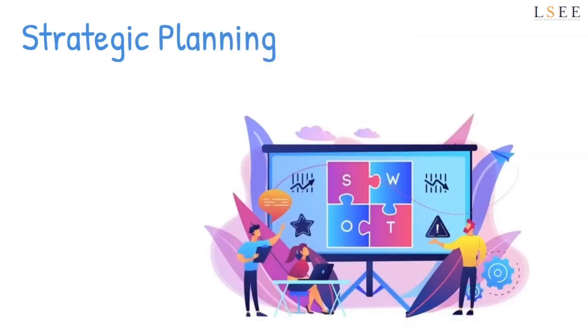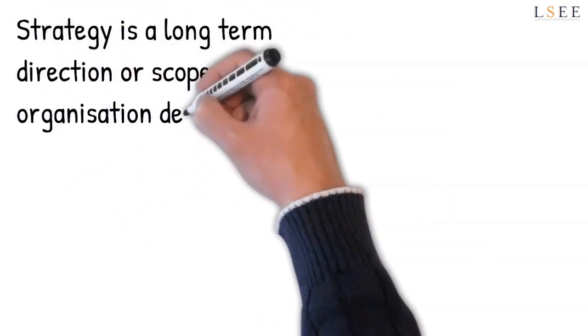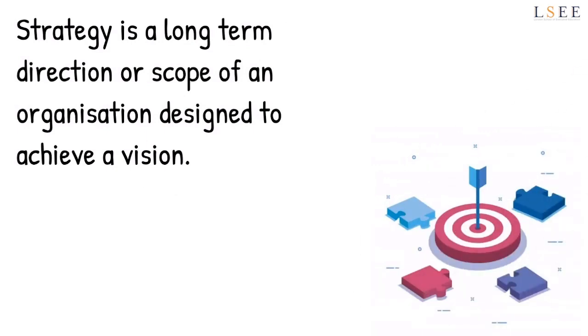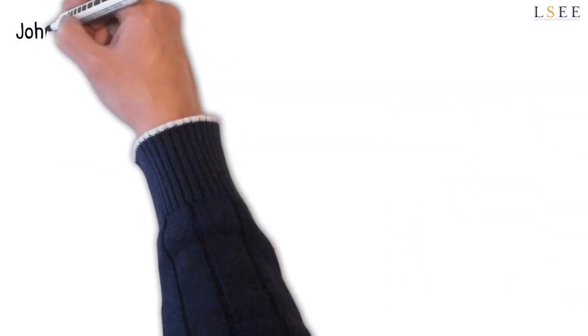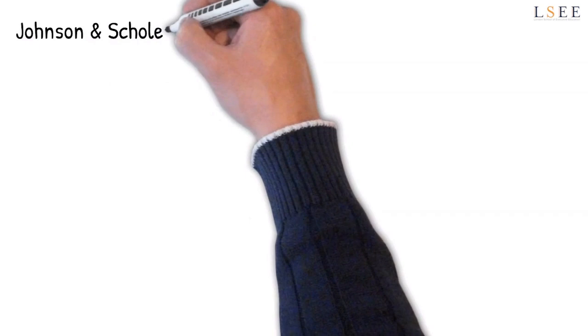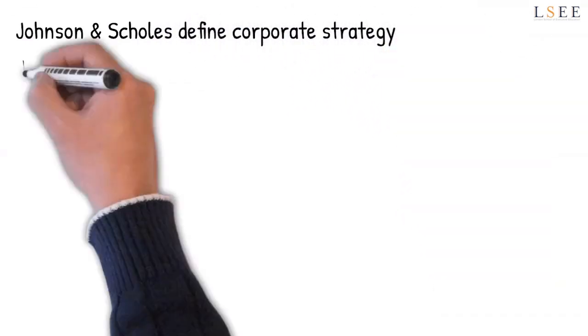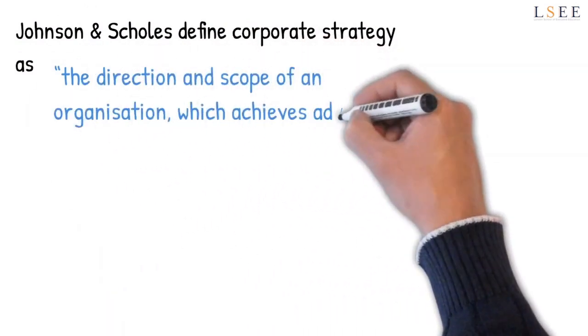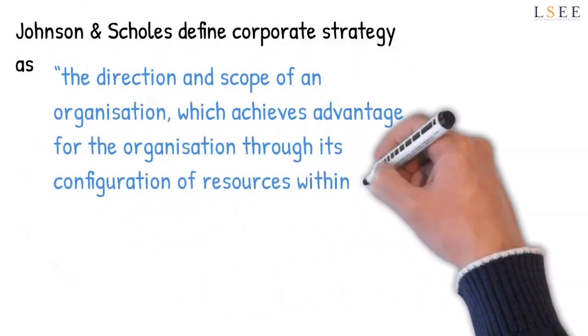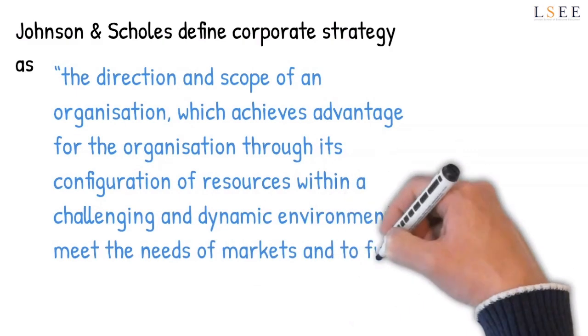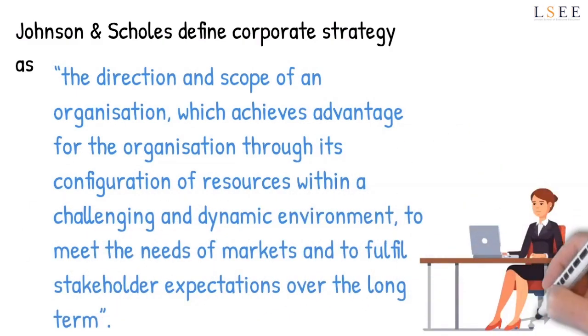Strategic planning. Strategy is a long-term direction or scope of an organization designed to achieve a vision. Johnson and Scholes define corporate strategy as the direction and scope of an organization, which achieves advantage for the organization through its configuration of resources within a challenging and dynamic environment, to meet the needs of markets and to fulfill stakeholder expectations over the long term.